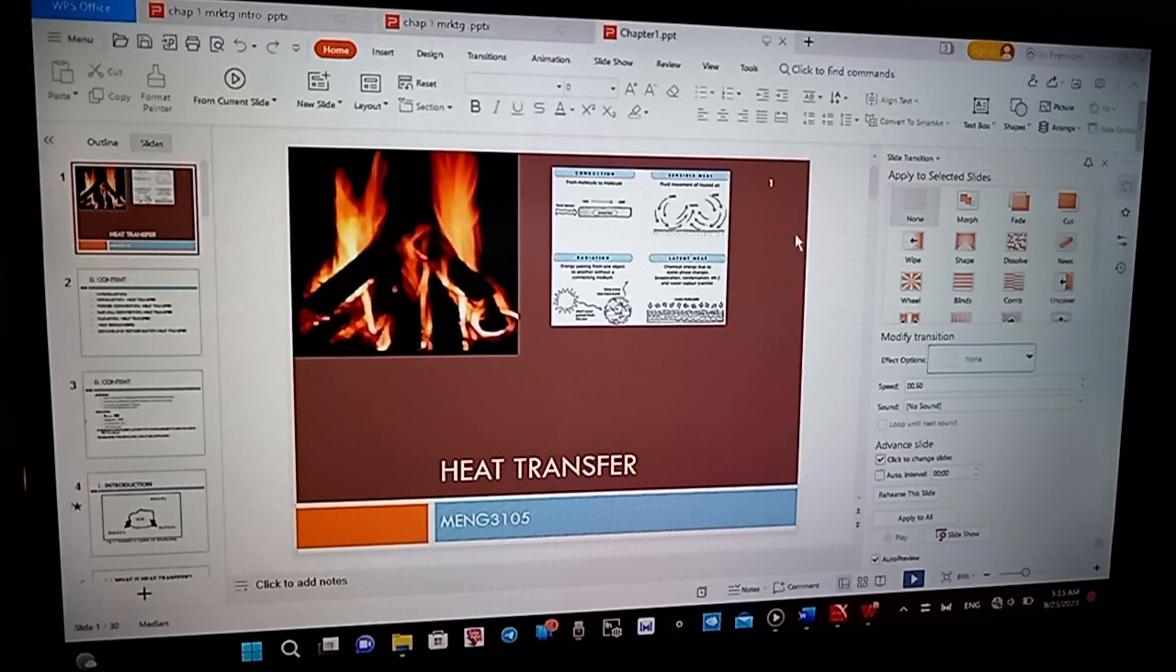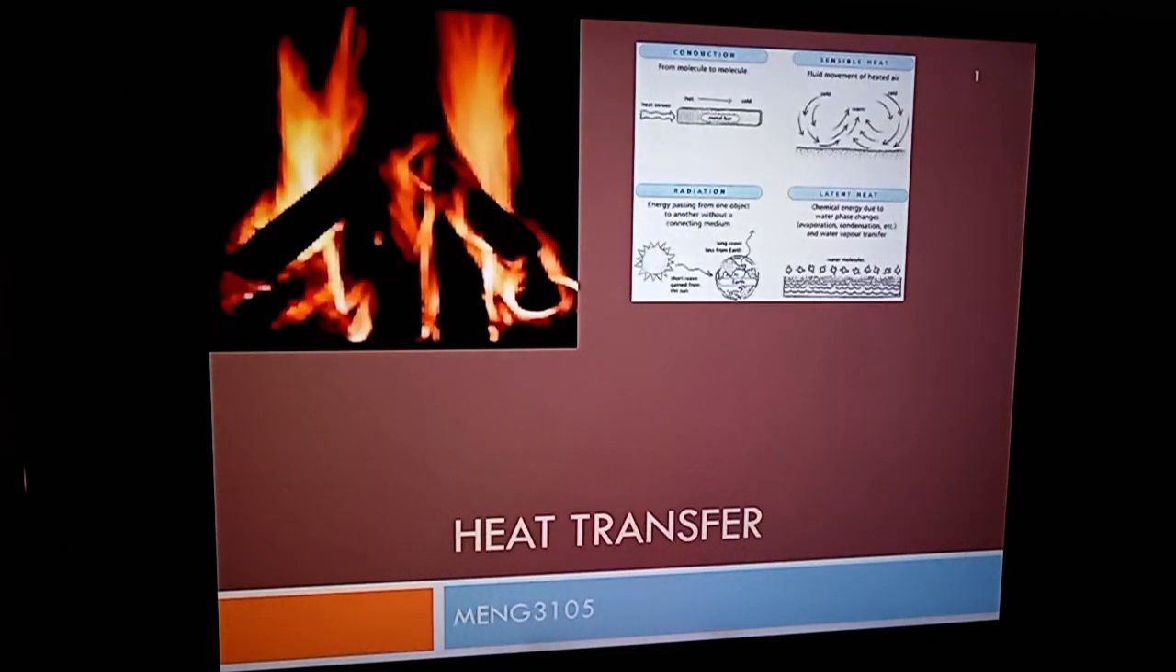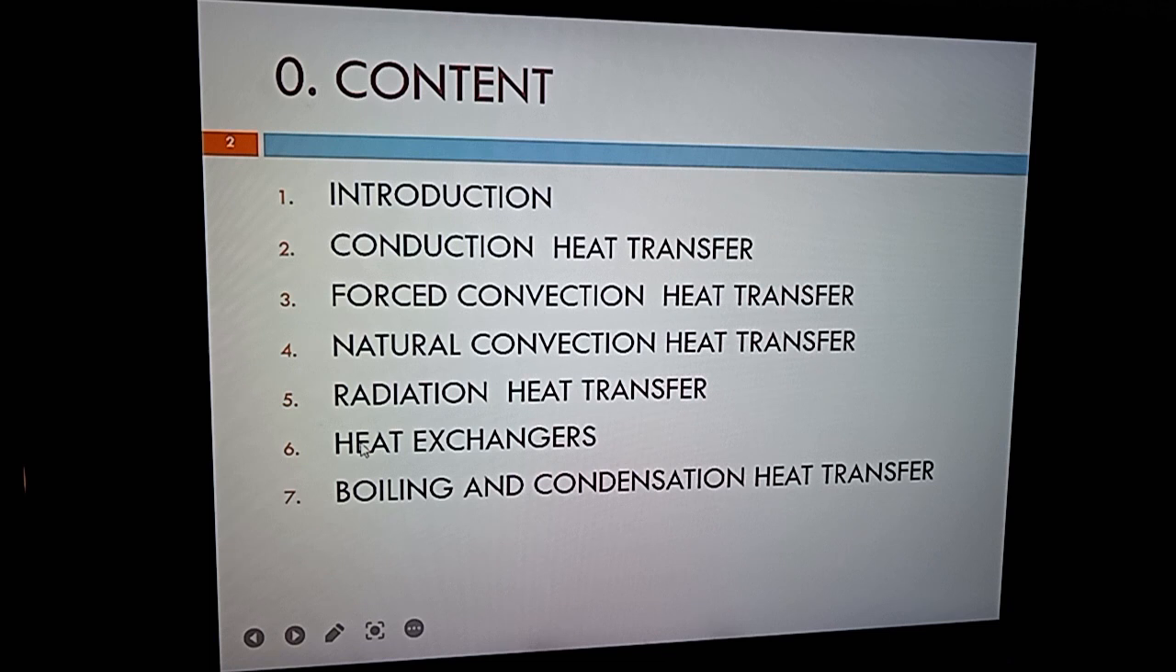Okay, heat transfer for first year mechanical engineering students and for other students who want to improve their knowledge. We are starting from Chapter 1, which deals with heat transfer. The content is introduction, conduction heat transfer, forced convection heat transfer, natural convection, radiation, heat exchangers, boiling and condensation heat transfer.